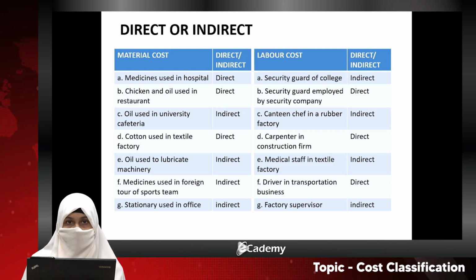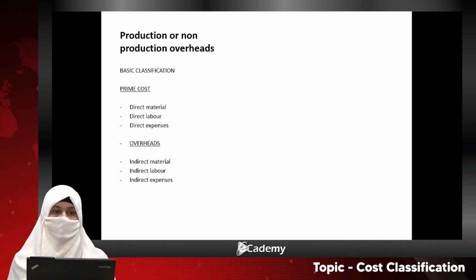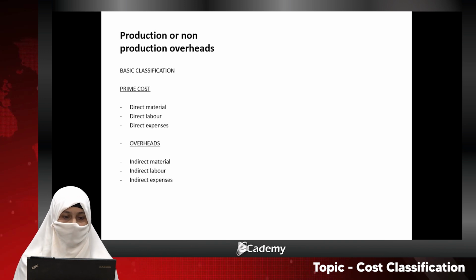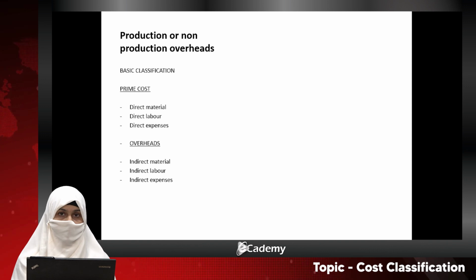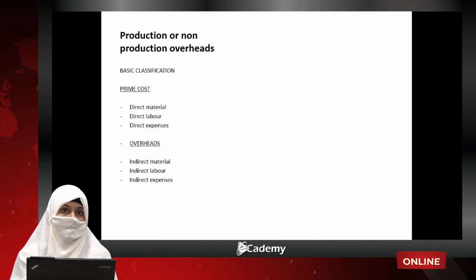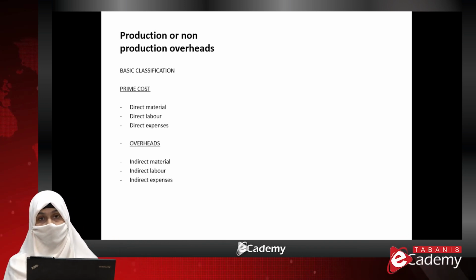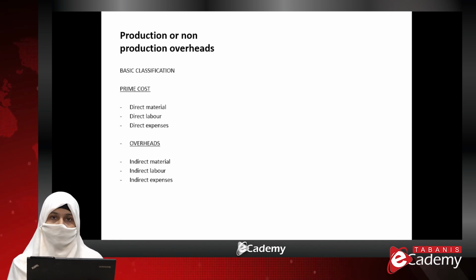Now students, let's move further. Second thing in this classification is to distinguish between production or non-production overheads. We have been through prime cost. Prime cost is direct material, direct labor, and direct expense. One thing I would like to clear at this stage is whenever you read prime cost in any question, in any illustration, there won't be the word production mentioned, because prime cost is always related to production. We don't need to mention it, right?